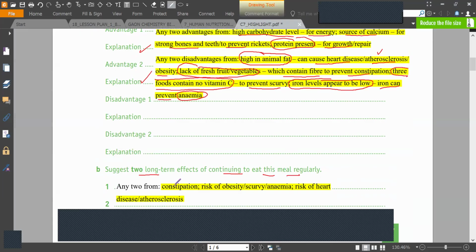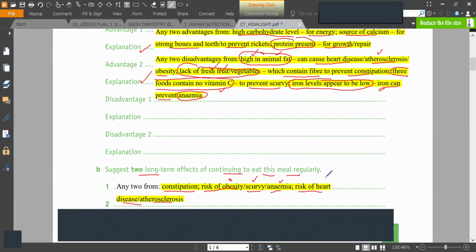So he might get constipation because of lack of fiber in this diet, and then risk of obesity, scurvy, and anemia. Risk of obesity because of the high amount of fats, high animal fat. Scurvy because of lack of vitamin C. Anemia because of lack of iron. Risk of heart disease or atherosclerosis, because of the high amount of animal fat.